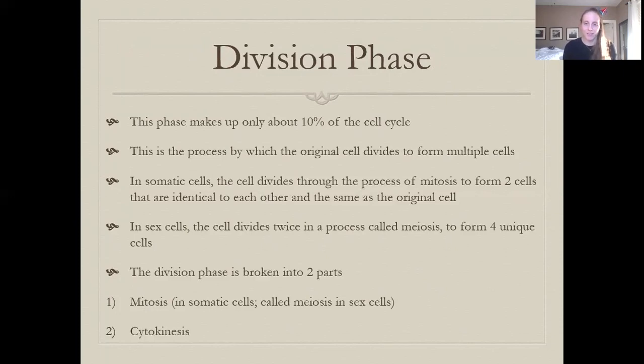In your sex cells, so your sperm and egg, the cell is actually going to divide twice to form 4 cells. Each of those cells will be different from one another and different from the original. Each of those cells are also going to have half as many chromosomes as the original. So the original cell will be diploid, the 4 cells that are produced are going to be haploid. And this process is called meiosis. So either meiosis or mitosis will happen depending on the type of cell, and then cytokinesis will follow.